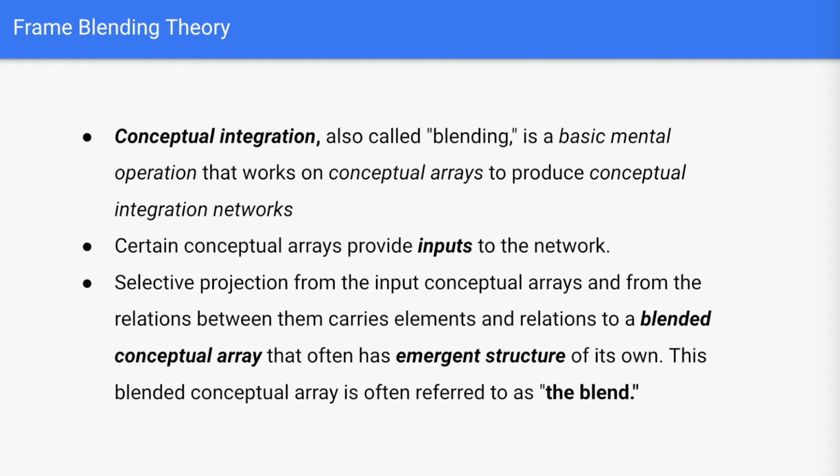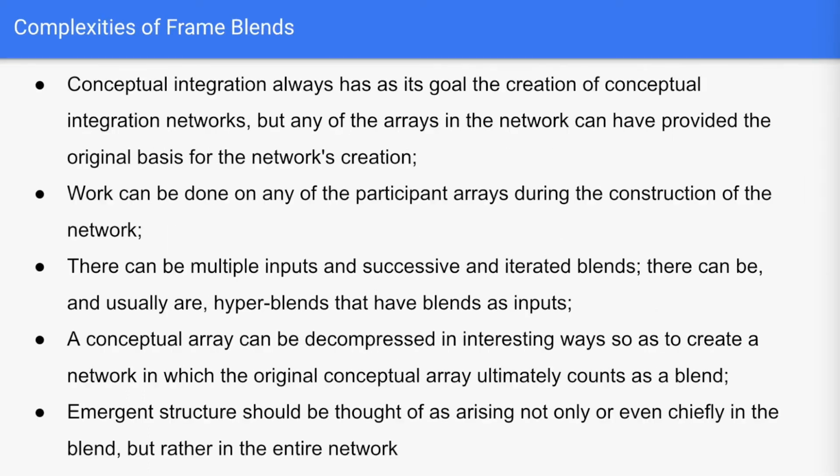According to frame blending theory, conceptual integration, also called blending, is a basic mental operation that works on conceptual arrays to produce conceptual integration networks, and certain conceptual arrays provide inputs to the network. Effectively, projection from the input conceptual arrays and from the relations between their elements leads to a blended conceptual array, which often has an emergent structure of its own, and this blended conceptual array is referred to as a blend. The theory of frame blending can be super complicated.